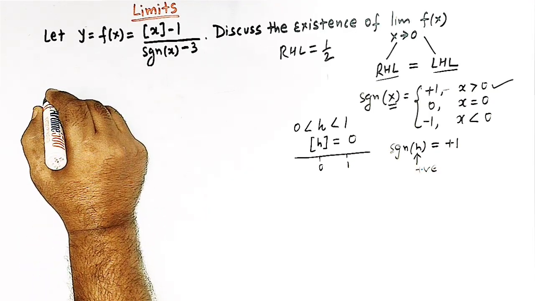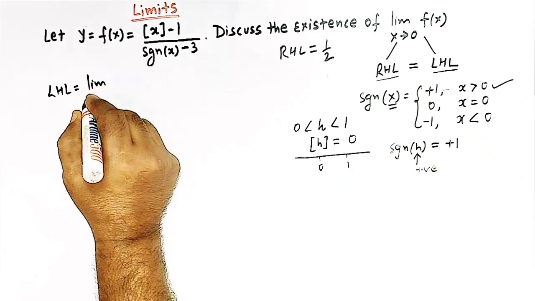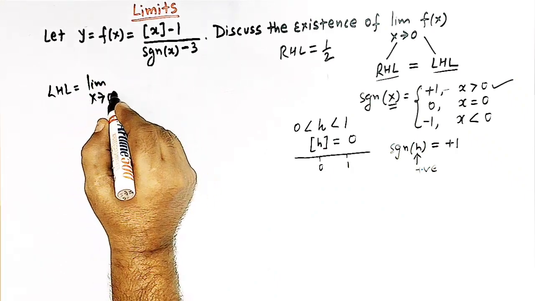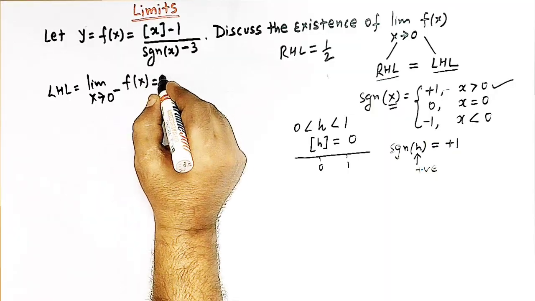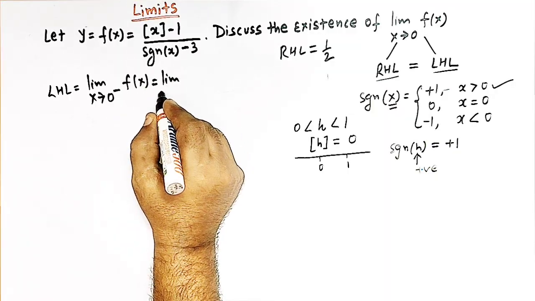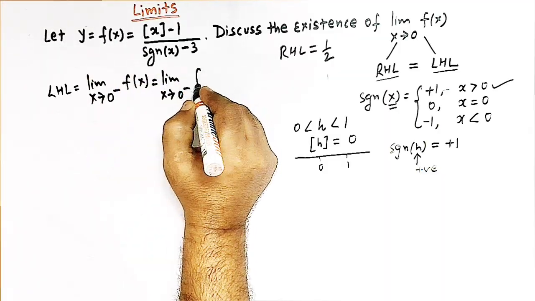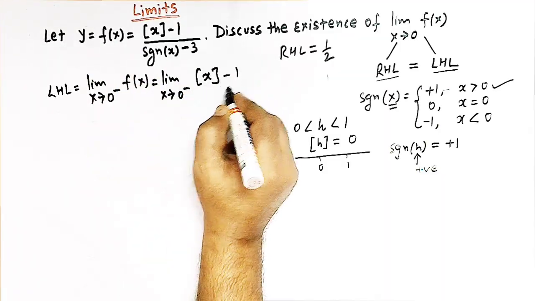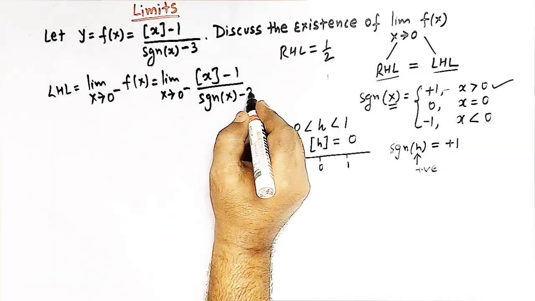So now the notation for the left hand limit is given by limit x tends to 0, and here we put a negative sign, and here we have f of x. So we can now write limit x tends to 0, and here for f of x we have greatest integer of x minus 1 over signum of x minus 3.